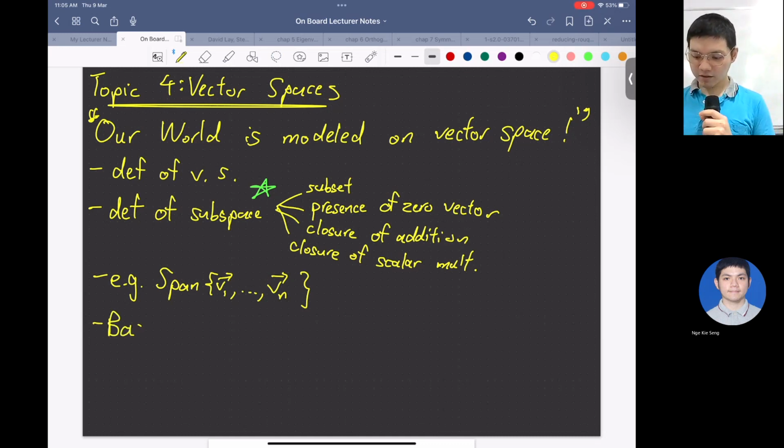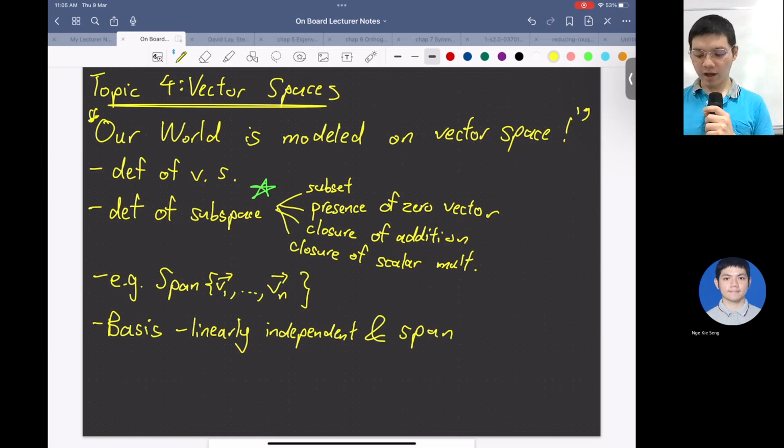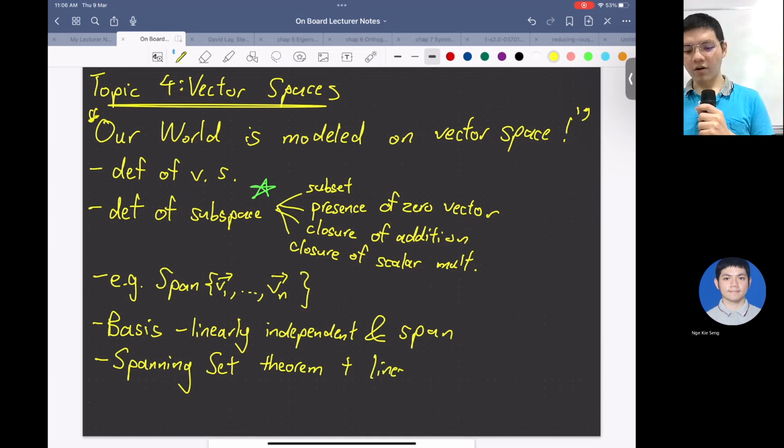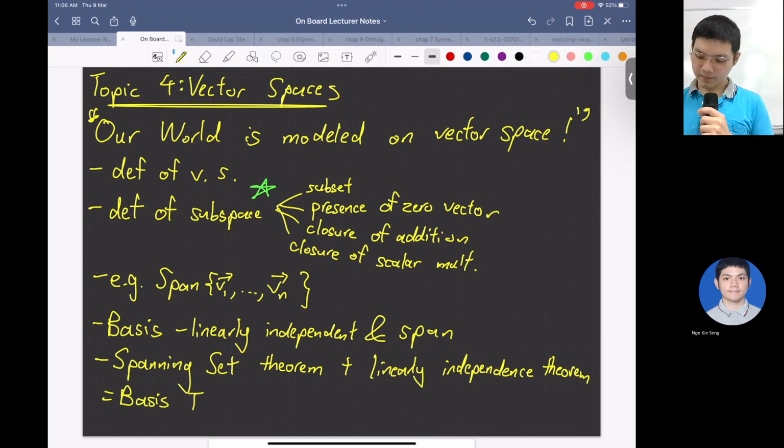And then we also touch basis again. So it's linearly independent and span. And then we provide some theorems on how to test whether something is a basis or not. One of them is the spanning set theorem. And the other, I call it a linearly independent theorem, but that theorem has no name, something regarding linear independency. And then these two together form the main basis theorem.